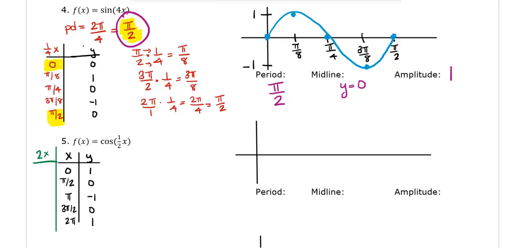So 0 times 2 is still 0. Pi over 2 times 2 is just going to get me pi. Pi times 2 is 2 pi. 3 pi over 2 is going to get me 6 pi over 2, which is 3 pi. 2 pi times 2 is 4 pi. So if you notice, I go 0, pi, 2 pi, 3 pi, 4 pi. That's nice and easy. I got rid of all the fractions.